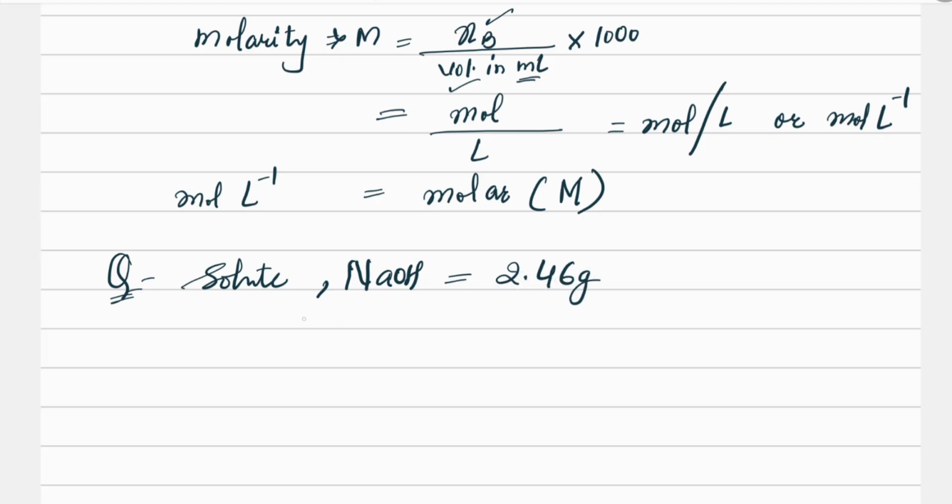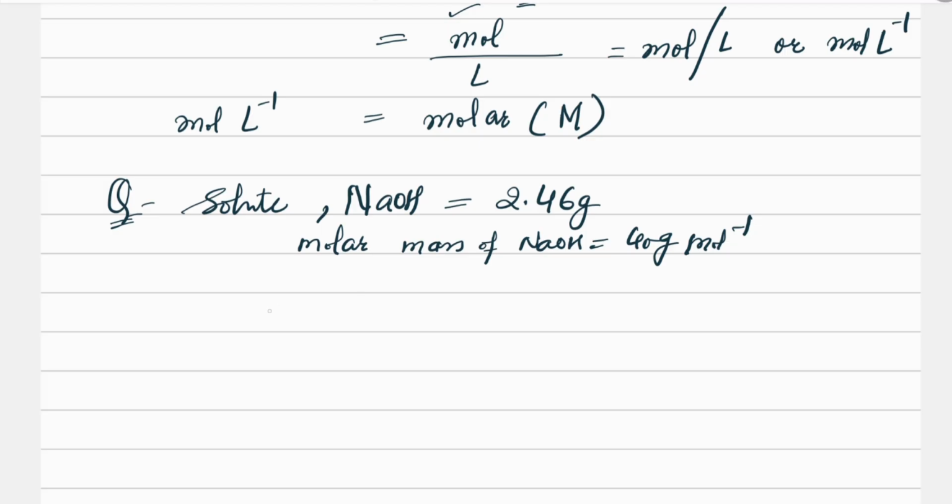Molar mass, we know about that. What is the molar mass of sodium hydroxide? It is 40 grams per mole. And this has been taken in a solution, and the volume of solution is 100 centimeter cube, or cubic centimeters. We know that 1 cubic centimeter is equal to 1 milliliter.